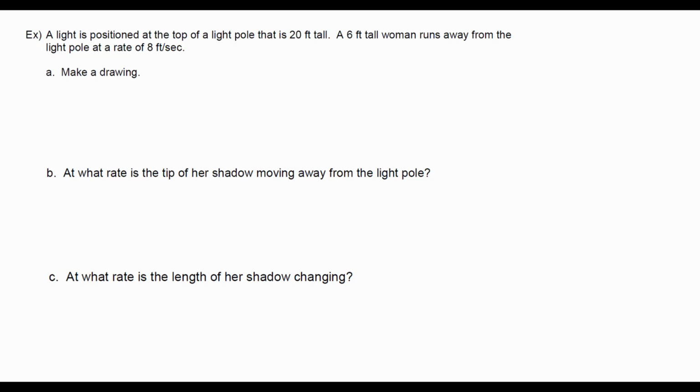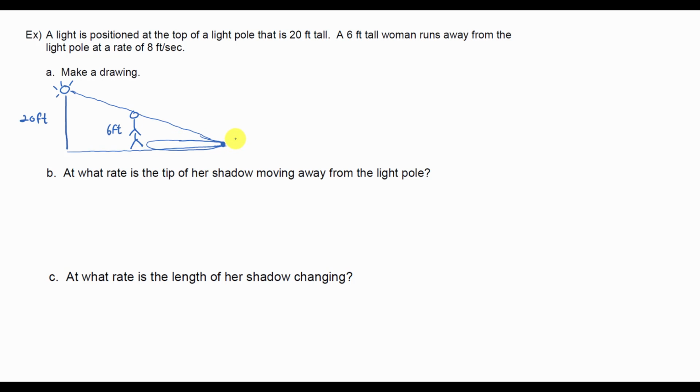So to figure these problems out, it will be really helpful to do the drawing. So let's make a drawing. I have a light pole, 20 feet tall, standing on the ground, and there is a woman walking away from the light pole, and she's 6 feet tall. And because she's walking away from the light pole, there will be a shadow in front of her. So the light, her height and the tip of the shadow will make a right triangle, and her shadow will be right here, and this will be the tip of her shadow.